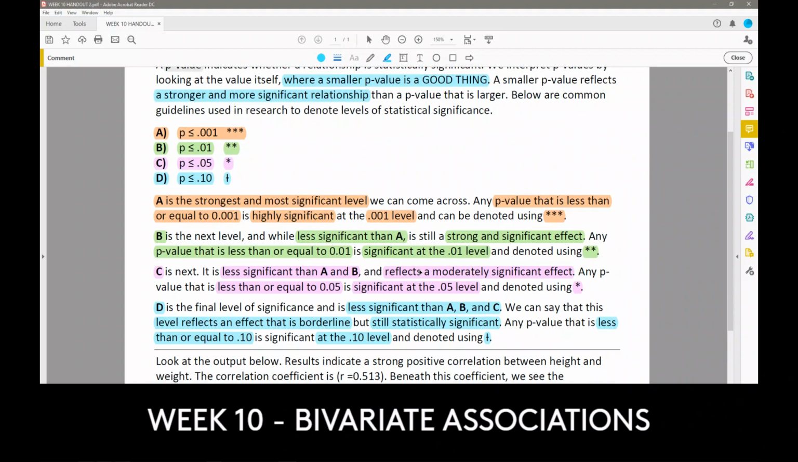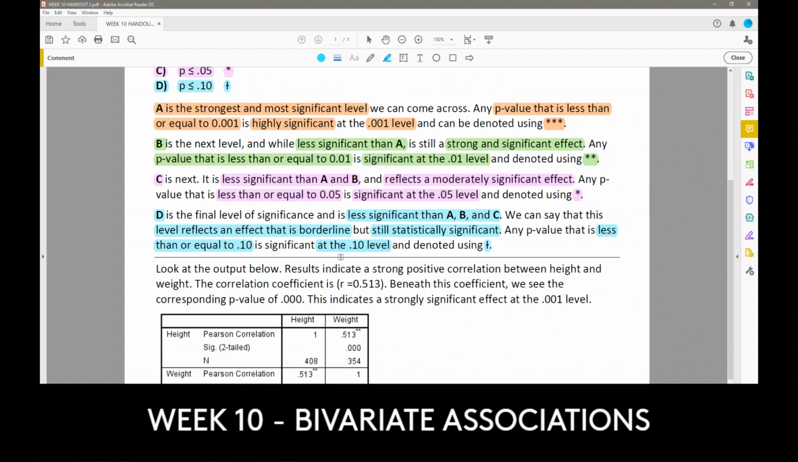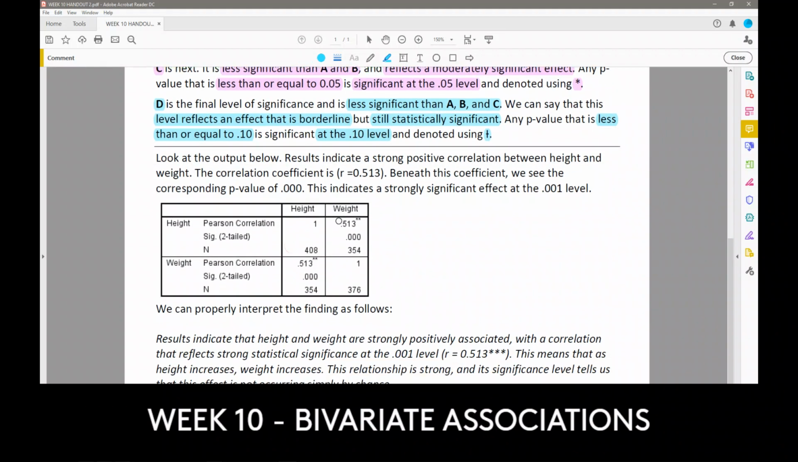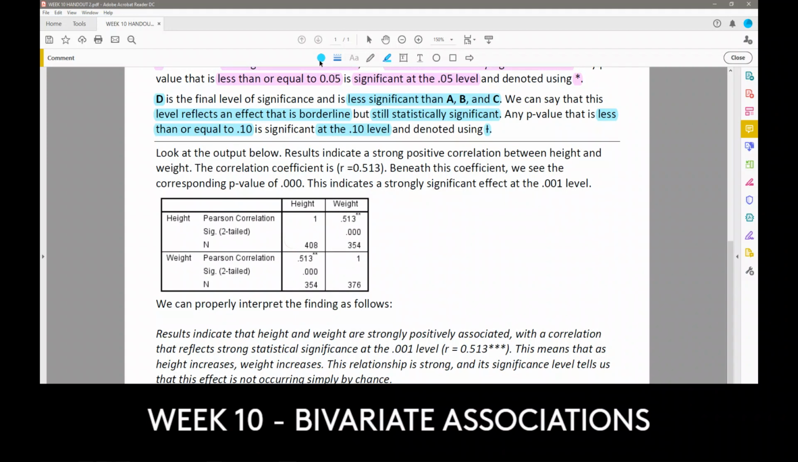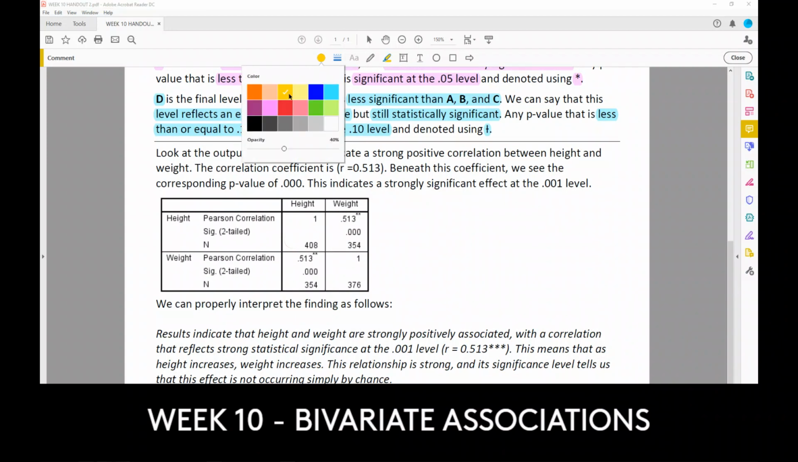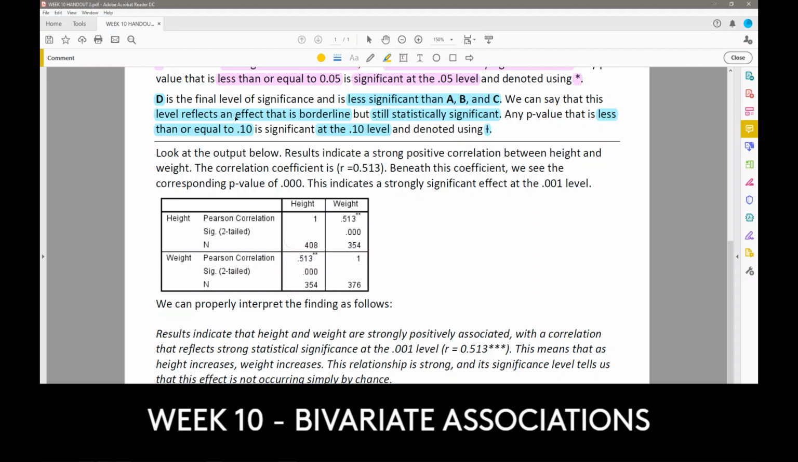All right, so that sums up significance. So now we're going to look at a really quick output, okay, a correlation output, to sort of better understand how we utilize p-values, okay? So when we run correlations for 2 continuous variables, this is the output that we see, okay? So this output here is showing results for the correlation between height and weight, okay?